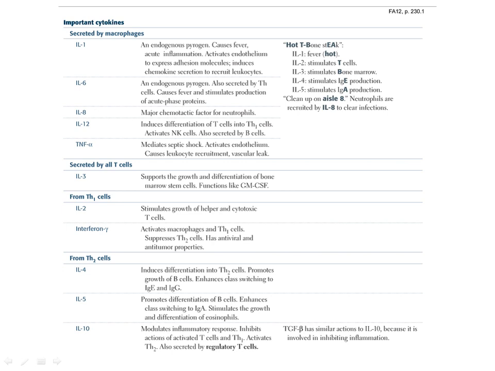A helpful way to start understanding the various cytokines is first by separating them on the basis of where they're produced. Macrophages and T cells are the main cell types that produce cytokines. Macrophages produce IL-1, IL-6, IL-8, IL-12, and TNF-alpha. T cells are responsible for secreting IL-3, as well as IL-2, interferon gamma, IL-4, IL-5, and IL-10. Several of these have already been discussed, but we'll still review them.